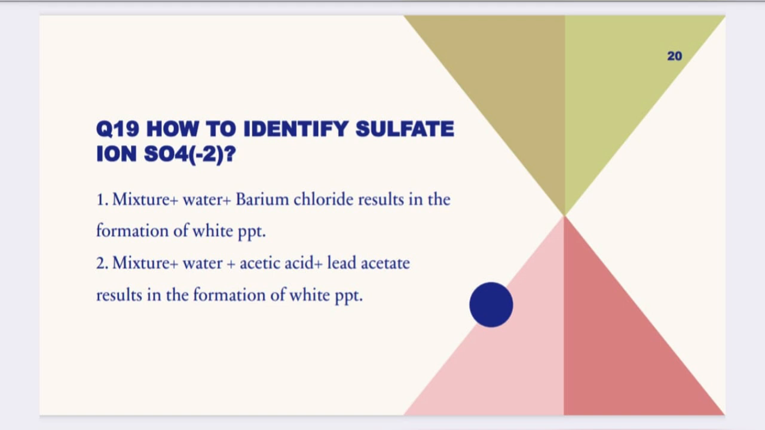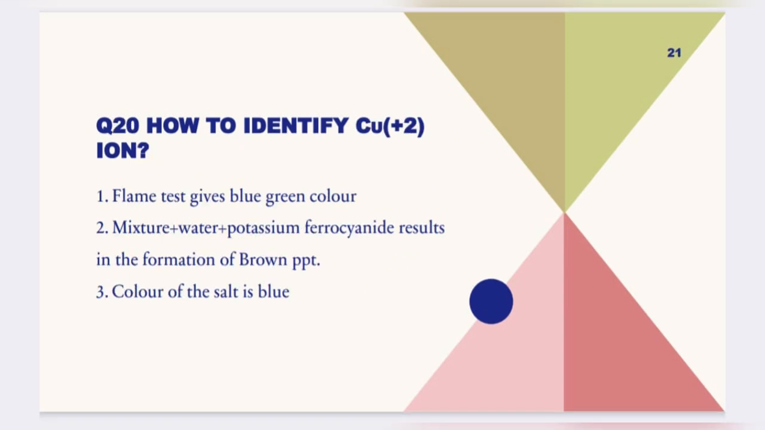We go to the next question, number 20. How to identify the presence of cupric ion, Cu2 plus ion? Three methods, my dear friends. First one is the flame test, as I had explained earlier. It gives a blue-green color.